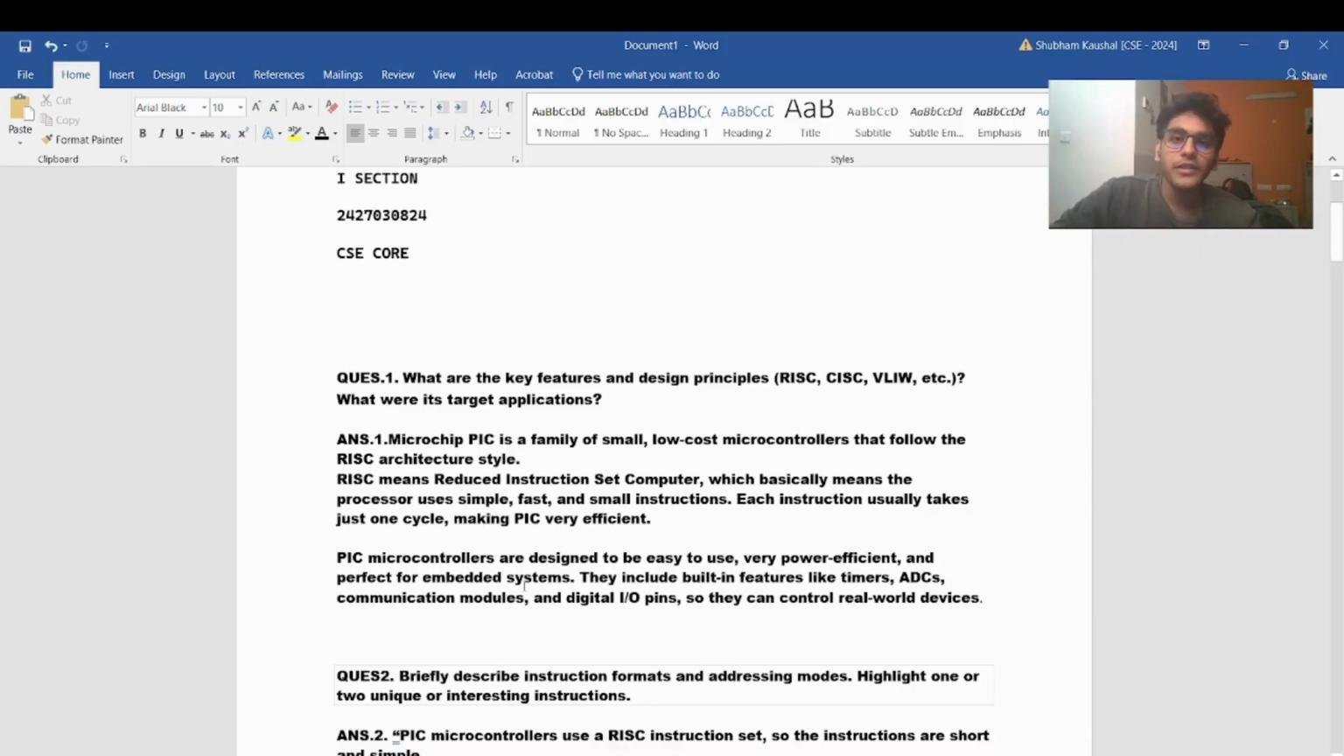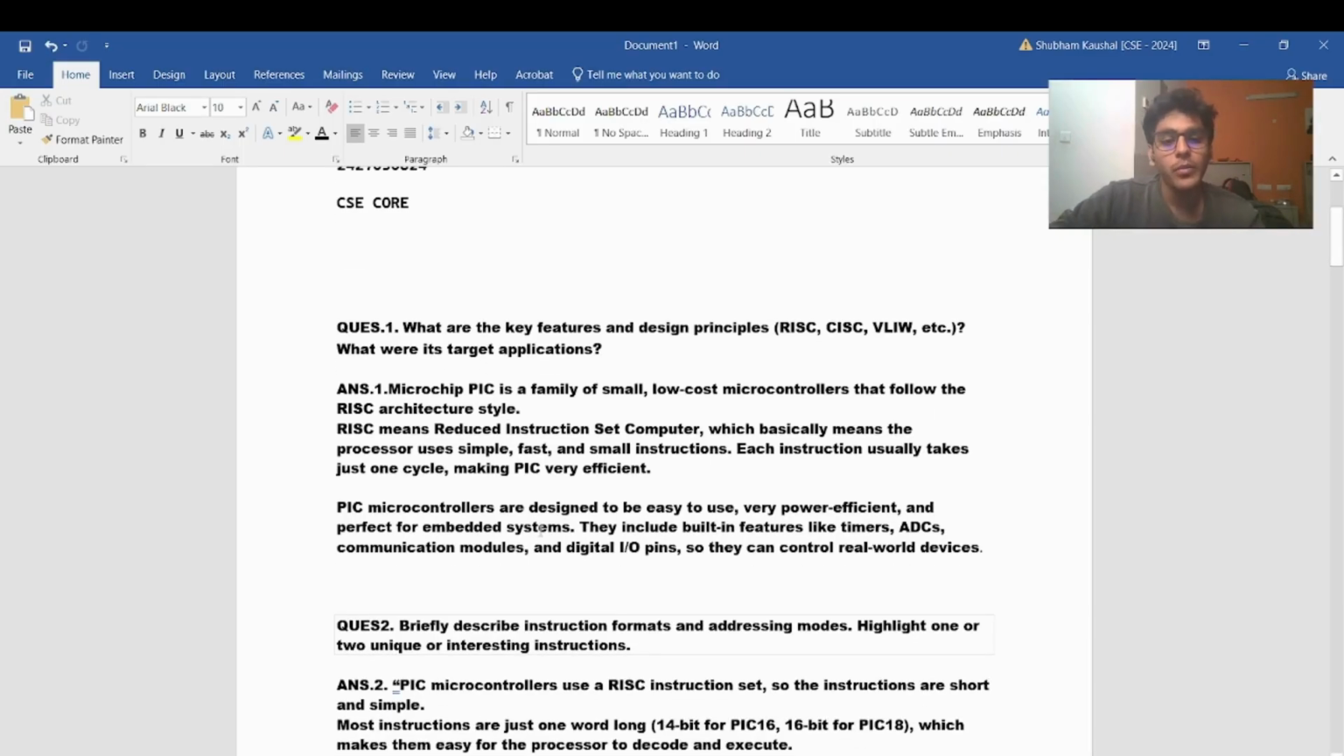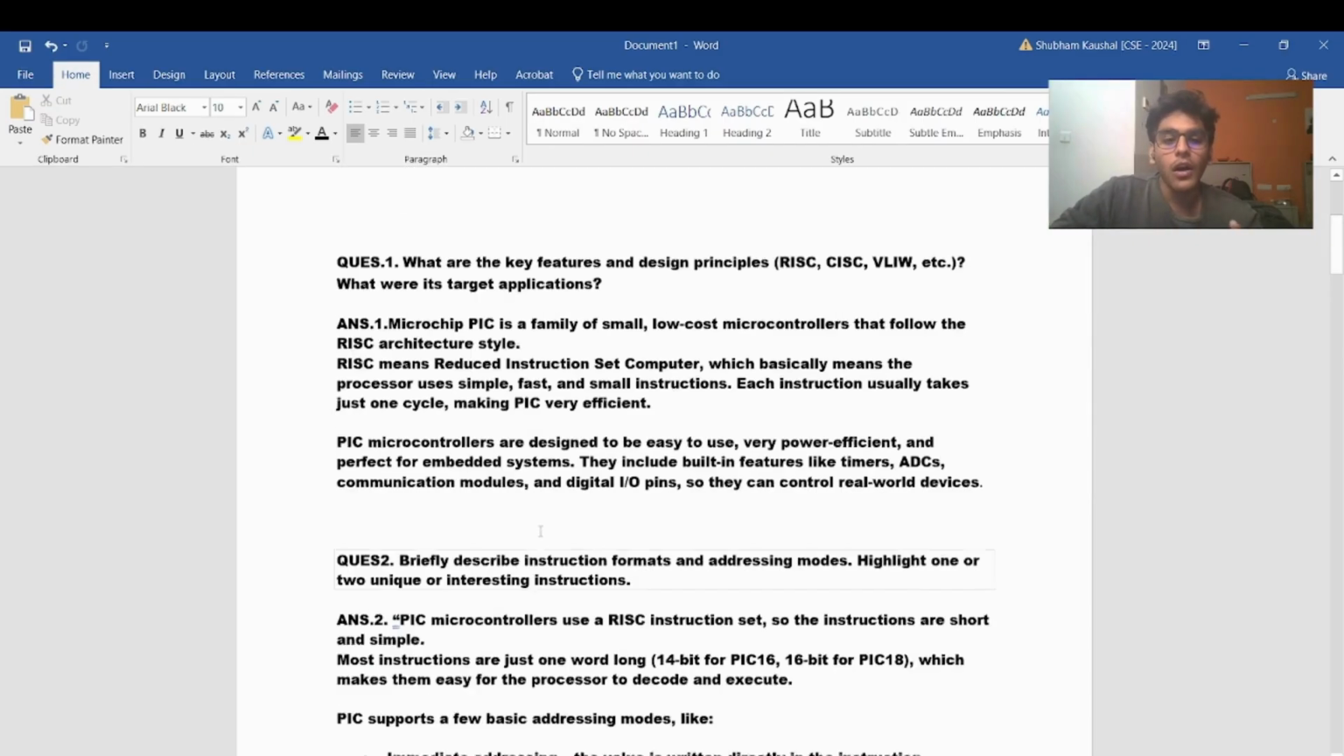The PICs are designed to be easy to use. They are used in digital I/O pins and communication modules, and they are used in various real-world devices as well. Going on to the next questions, we'll be talking about the instruction formats and addressing modes.